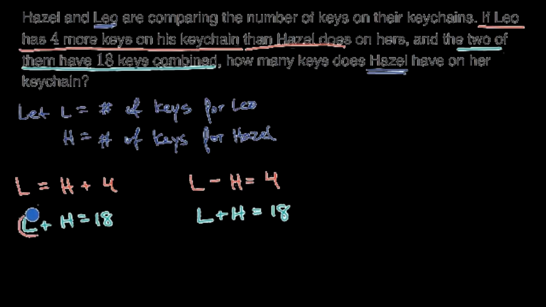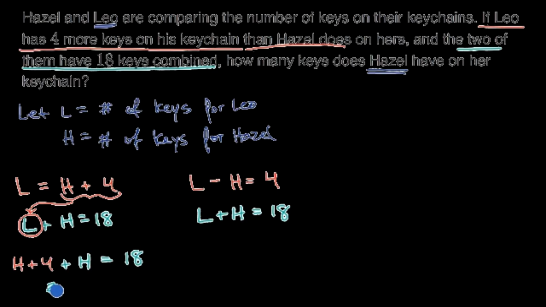Because I have an L here, and we know that L is equal to H plus 4. So if I substitute H plus 4 in for L, then I have one equation with one unknown. If L is equal to H plus 4, I get H plus 4 plus H is equal to 18. And then if I add the H's, I get 2H plus 4 is equal to 18.